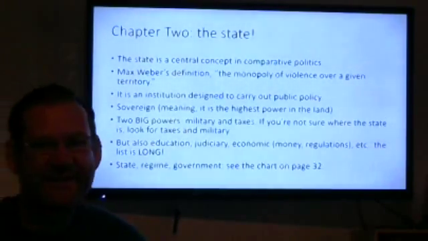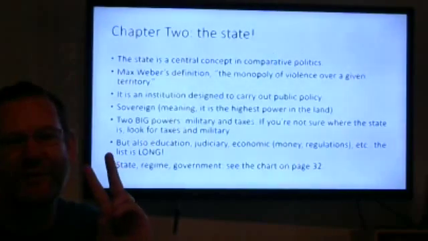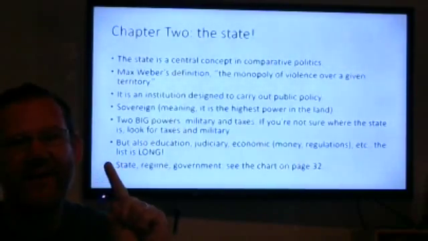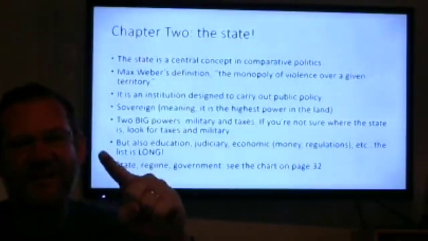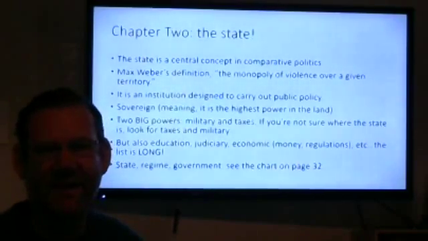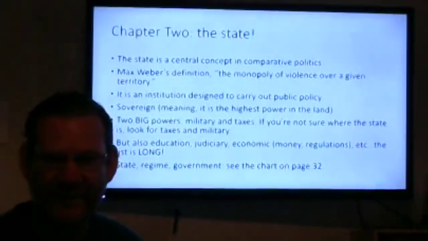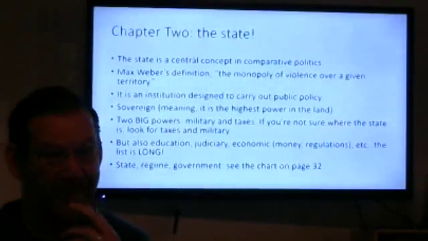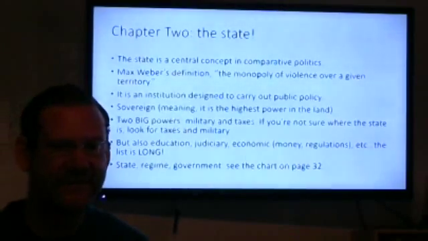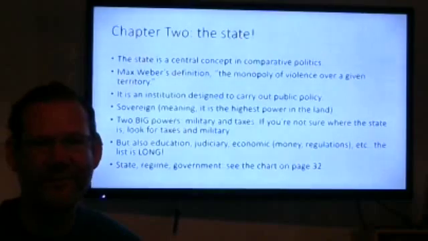Max Weber's definition is that the state is a monopoly of violence over a given territory, right? So this brings up two things that are really important about the state. One, the state gets to use violence and you don't get to, right? It didn't used to be this way, say like 1,000 years ago necessarily. Think feudalism, boy, people were allowed to use violence and you had all these different systems of when and where and why. Nowadays it's real simple.